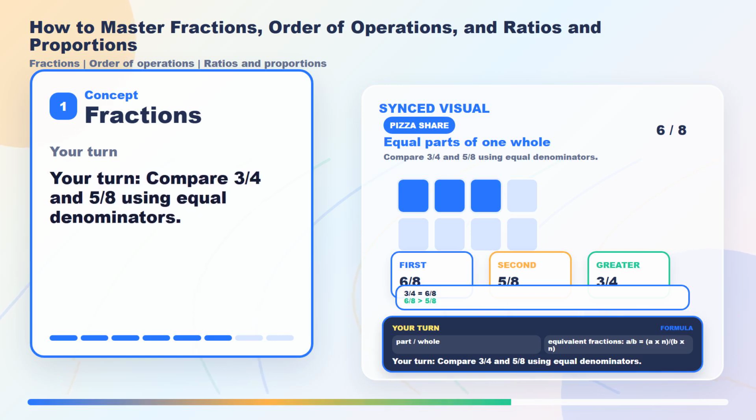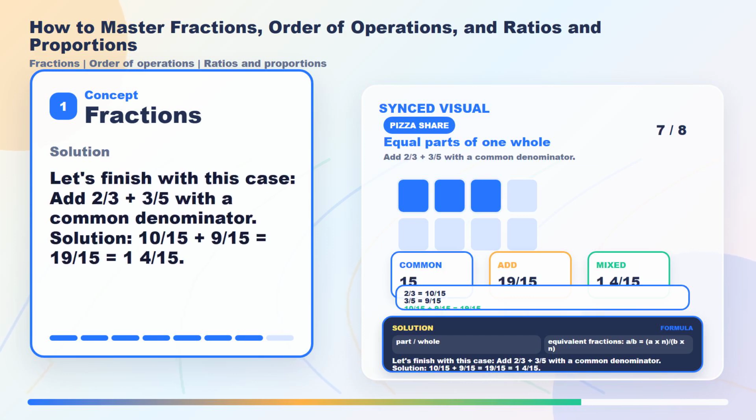Try this one. Compare 3 over 4 and 5 over 8 using equal denominators. Pause for a moment, solve it with the same model, and then compare your work with the visual. Now compare your answer with the model.